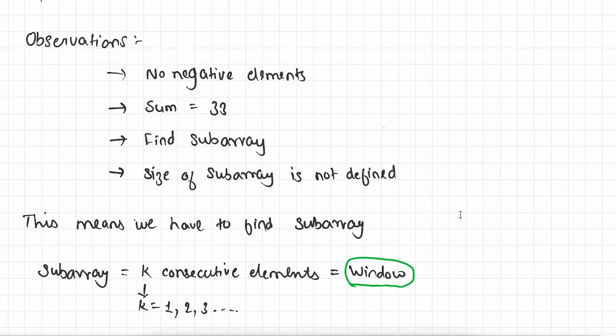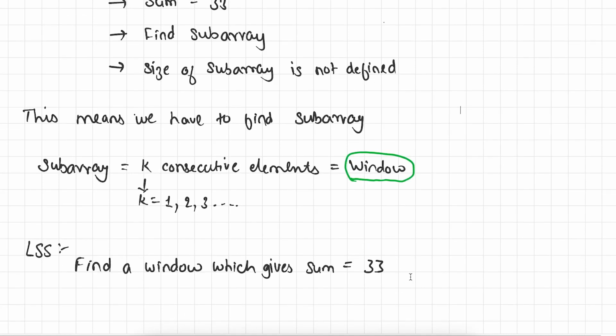Okay, moving back to the problem. Here the value of k could be 1, 2 and 3, right? Because a subarray could be of one element, it could be of two elements or it could be of three elements. So long story short, we have to find a window whose sum of elements is equal to 33. That's it guys. This is what the problem is asking.